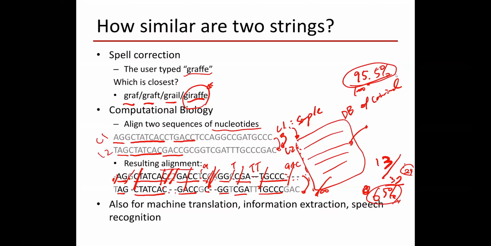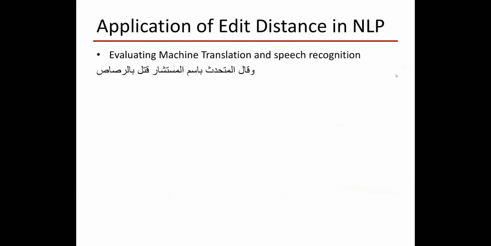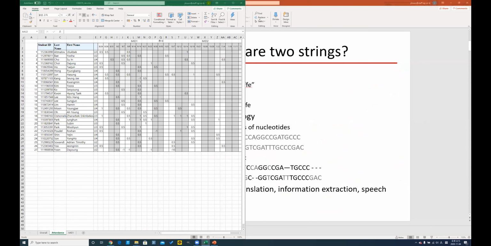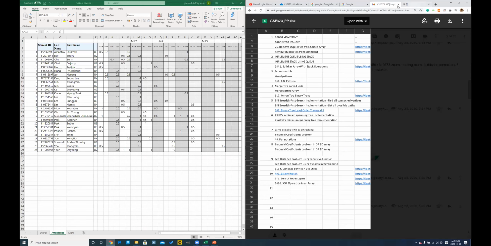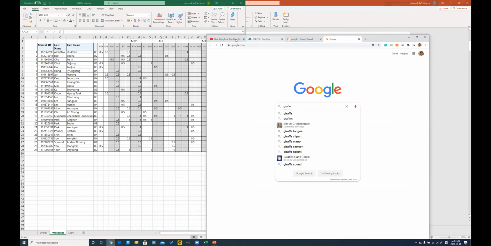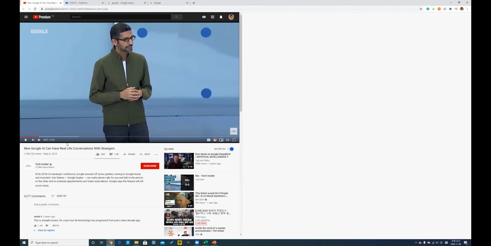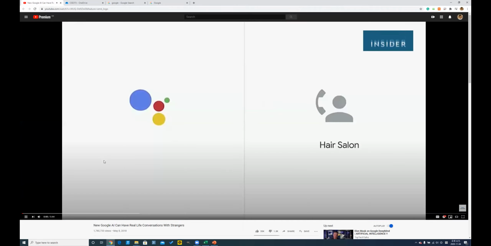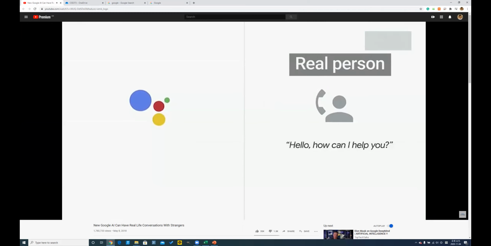So where is this similarity working? Machine translation, information extraction, and speech recognition. We're going to talk about this now. So let me share one video with you. This is an example from Google I/O.